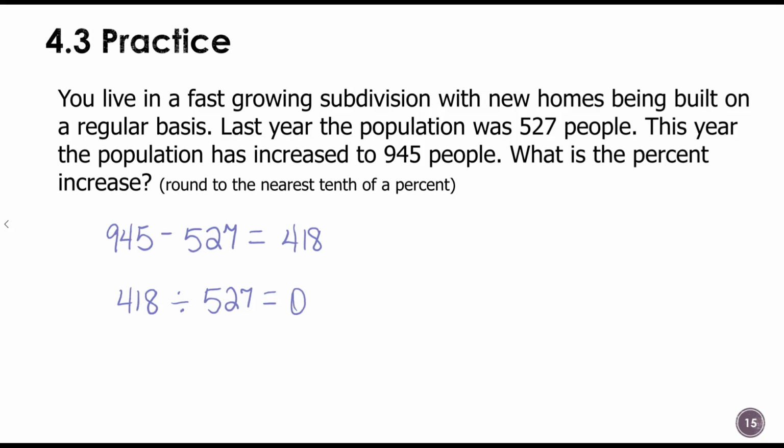And so that gives us 0.7931, which is 79.3% when I round it to the nearest tenth of a percent. Find the difference, divide by the original amount, right? In this case, it was the original population. All right, that's the end of this video. It's a little bit long, and the end of section 4.3.